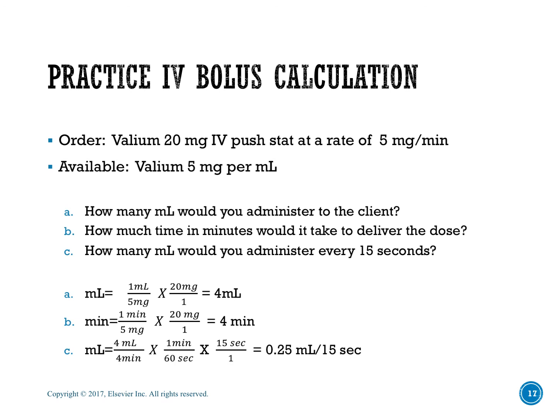And just remember, when you're setting up a problem, you start out with what you're looking for. For example, the order is for 20 milligrams IV push stat at a rate of 5 milligrams per minute. And what's available, the vial that we would remove from the Pyxis, is 5 milligrams per ml. So in part A, we want to know how many milliliters we would administer to the patient. How many milliliters would we draw out of the vial?